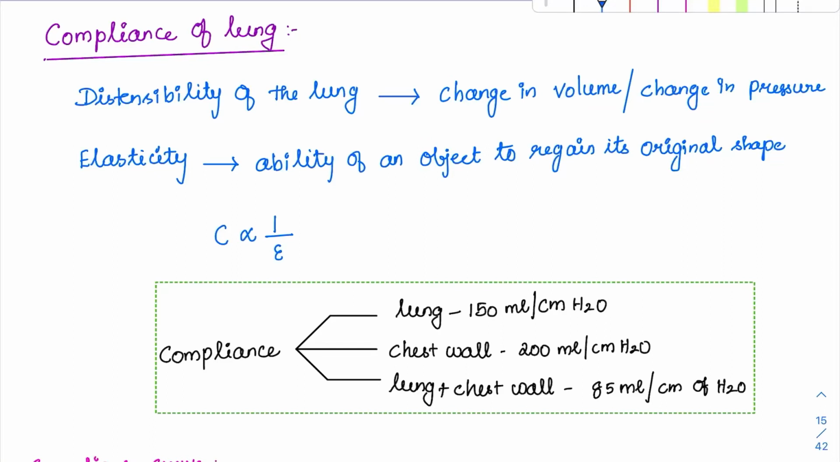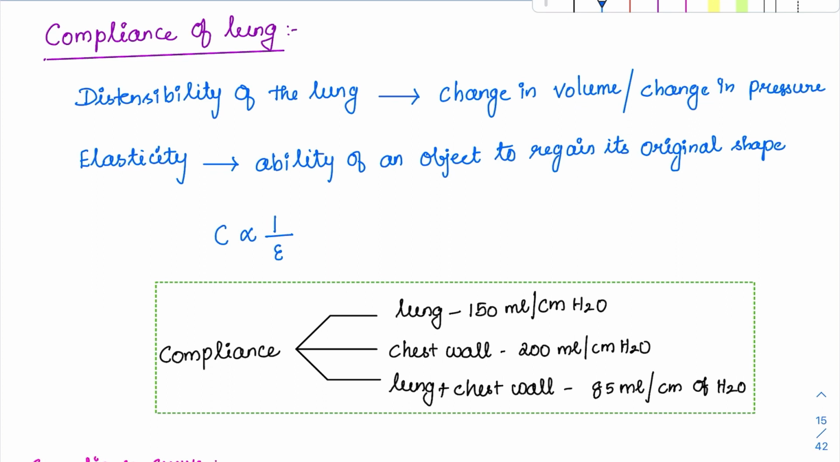Now we are going to discuss the compliance of the lung. So what is compliance? There is usually a misconception between elasticity and compliance. Suppose I have a rubber band and I try to stretch it. Most of us think this is elasticity. Absolutely not. This is compliance. When I leave it, the rubber band is going to recoil back. That is called elasticity. So elasticity is the recoiling property of the lung.